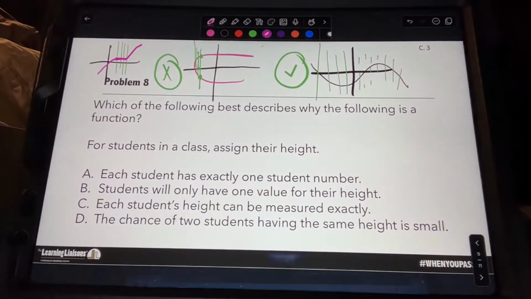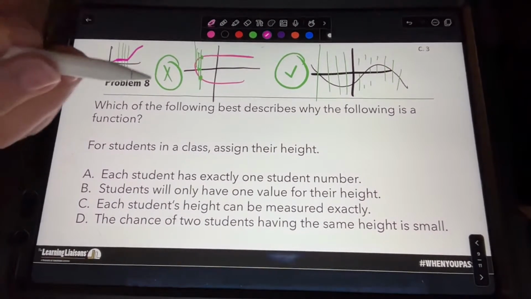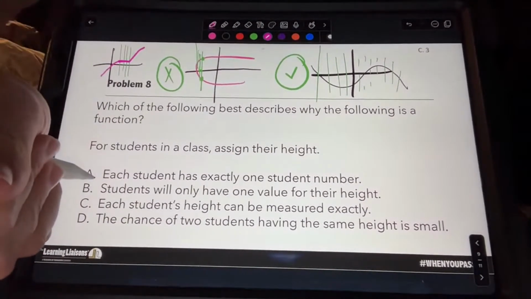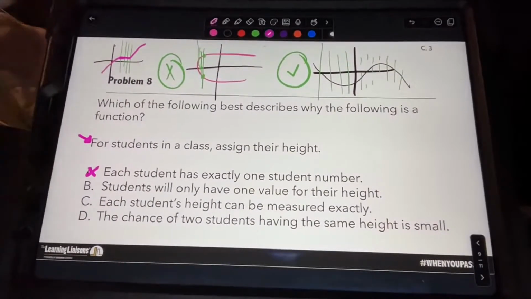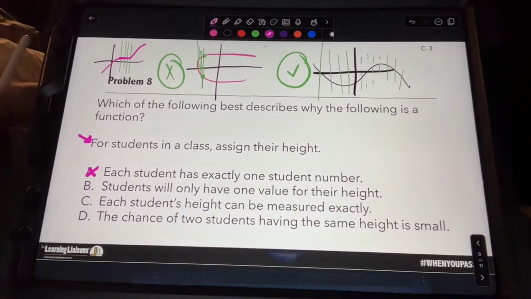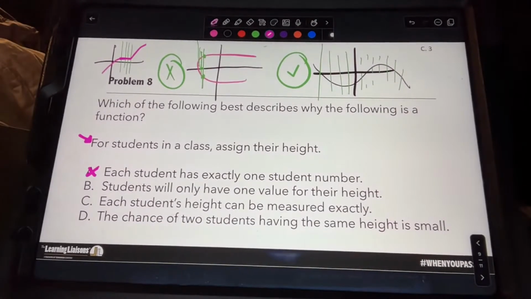So why is this a function? A, because every student has one student number. That's a hard no because this has nothing to do with this situation right here. It has nothing to do with that situation right there.